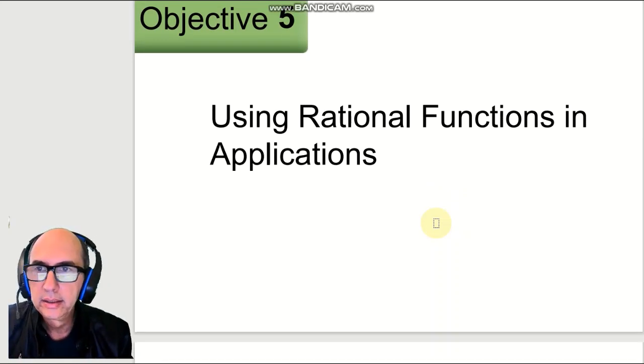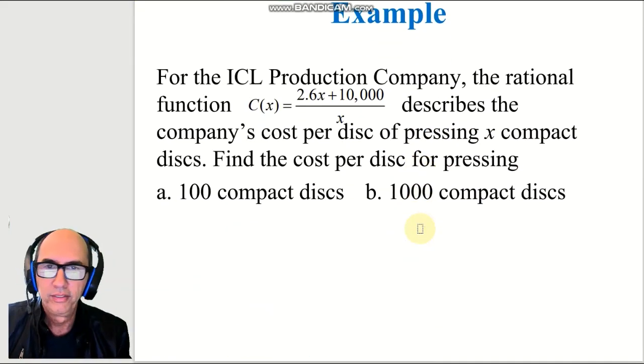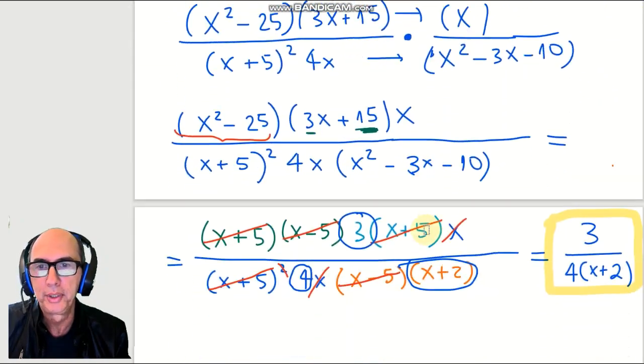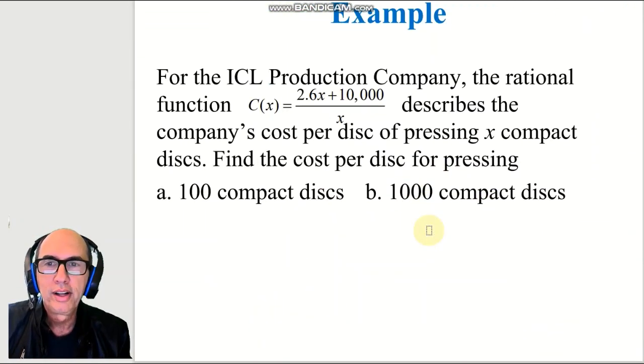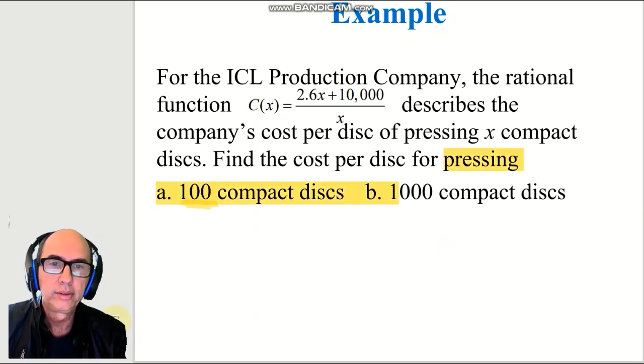Last objective, using rational functions in applications. Very simple. We're gonna love this example because it's not as hard as the previous one. Look, for the ICL production company, the rational function C(x) equals (2.6x plus 10,000) over x describes the company's cost per disk of pressing x compact discs. Find the cost per disk for pressing 100 compact discs and 1,000 compact discs.